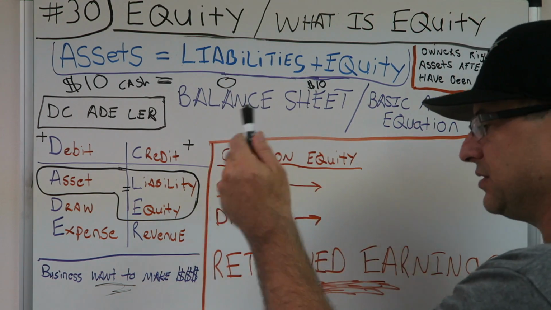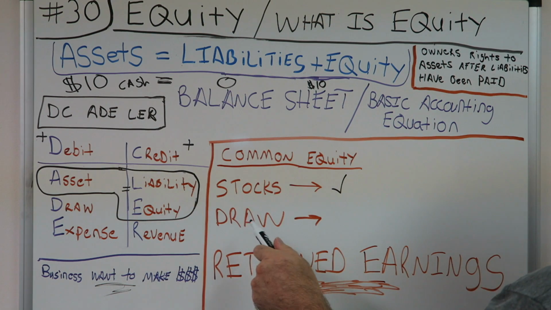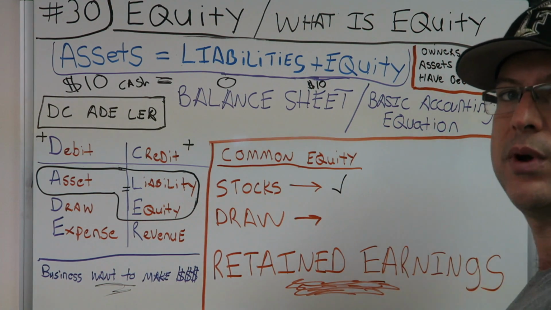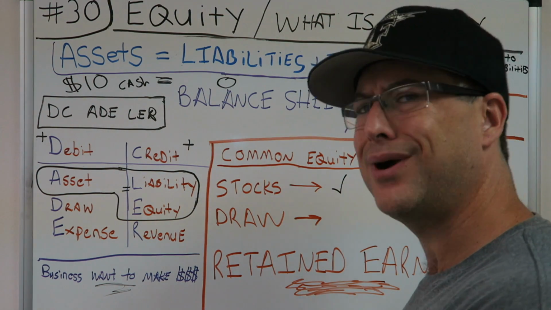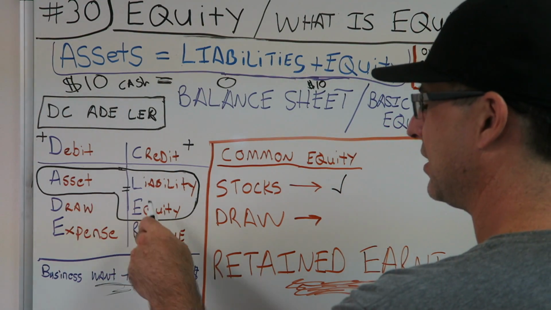Just know that if you see stocks in a question, like, what is a stock? It's equity. A common equity. A draw, or a withdraw. You're like, whoa, whoa, whoa, dog, why are you doing that to me? Draw's right there. That is not equity.